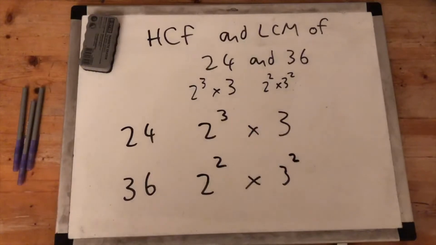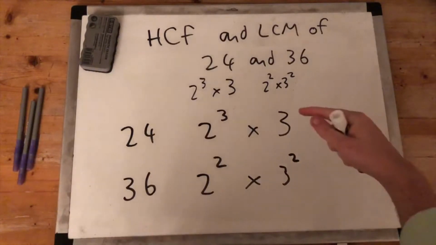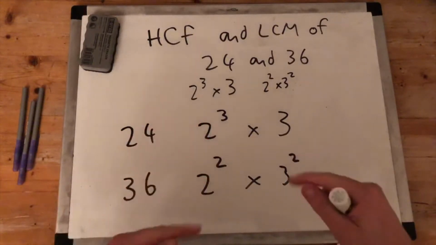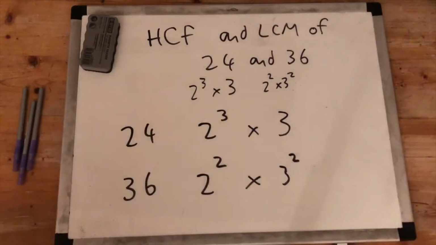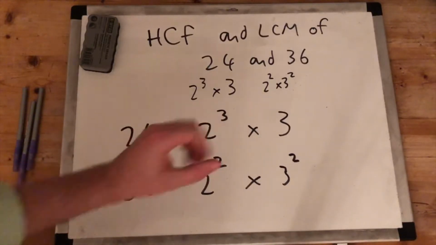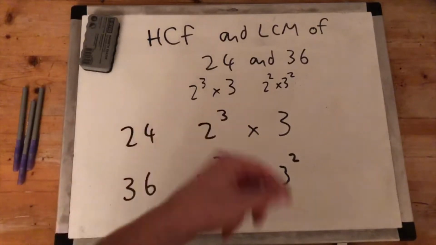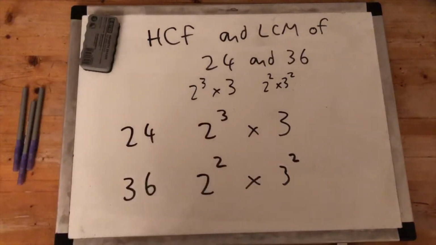This is probably the most important step. For highest common factor, you need to take the lowest number from each list. For lowest common multiple, you need to take the highest number from each list. So highest common factor, you actually take the lowest, lowest common multiple you take the highest. Highest, lowest, lowest, highest.